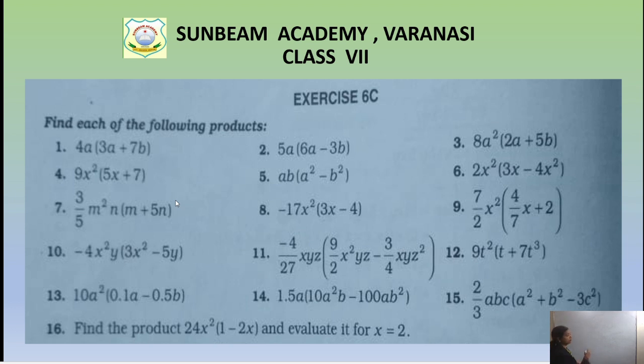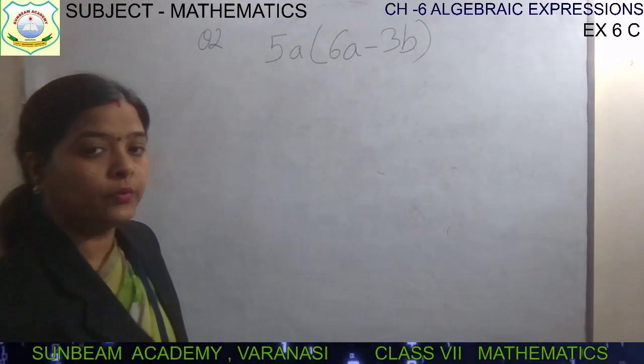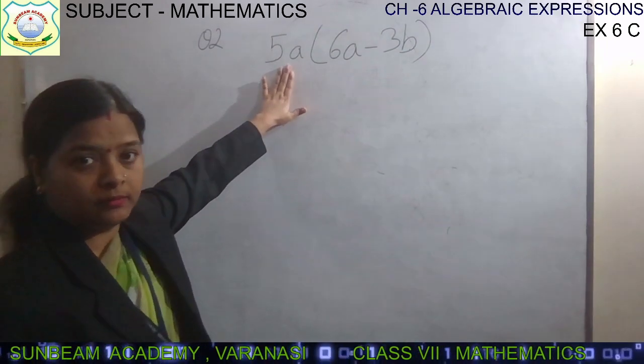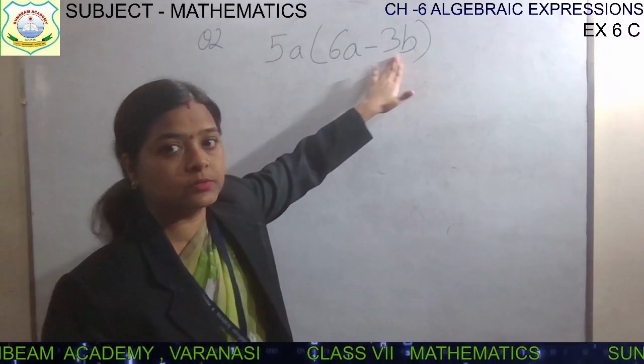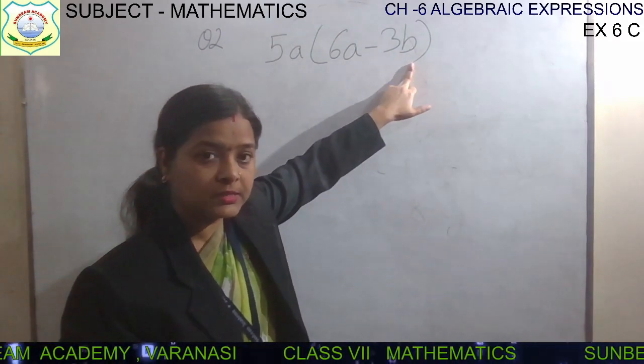Question number 2. Find the product of each of the following. 5a in a bracket, it is 6a minus 3b. 6a minus 3b. This is the question, children. See the board work. 5a is a monomial, and it is multiplying with this binomial containing two terms. One term is 6a, another term is minus 3b.